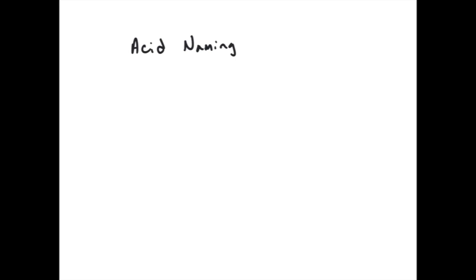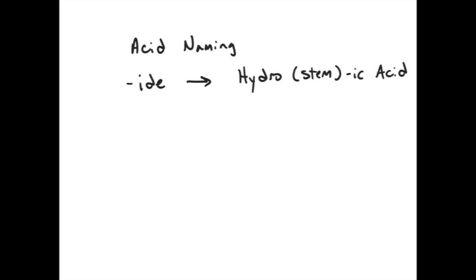Now, once again, that video was made for regular chemistry, but since this is honors chemistry, we're going to add a third type of acid naming to your understanding of the acid naming rules. Of course, anytime the polyatomic ion ends in IDE, we go with the hydro and then the stem of the anionic acid. And then if we have an ATE ending, we have just the stem of the anionic acid.